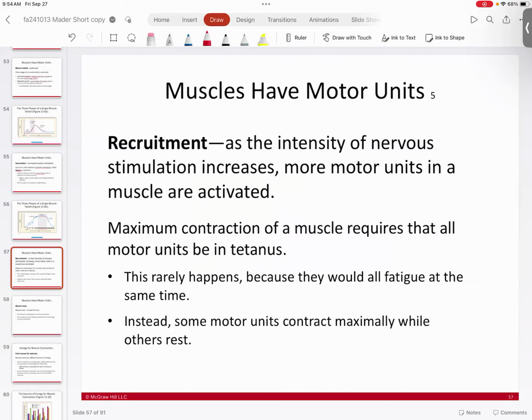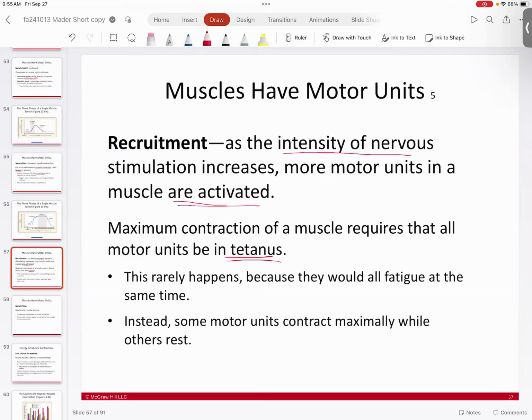This is essentially the intensity of the nervous stimulation increases over time. So basically, you have more motor units and the muscles are activated as you need to increase the amount of tension to accommodate your load. So maximum muscle contraction requires all the motor units. All the motor units are going to be in tetanus. So that means they're going to be fully contracted without relaxation.